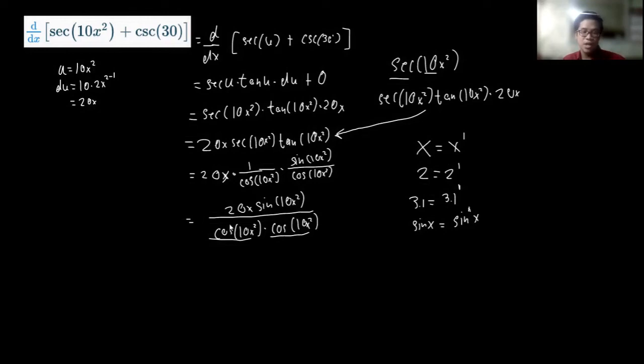So therefore here, cosine has an exponent of 1 and 1. So therefore, we're going to combine them both. So I'll have 20x times sine of 10x squared, all over cosine, and then the exponent 1 plus 1, so this is cosine squared of 10x squared.